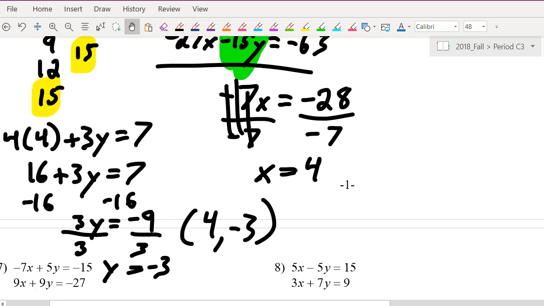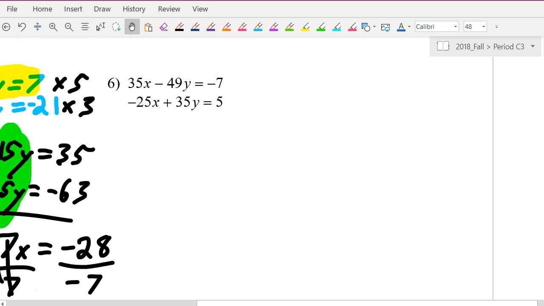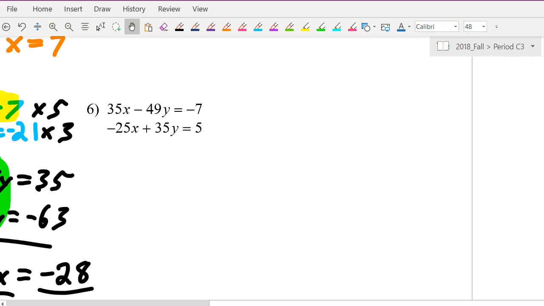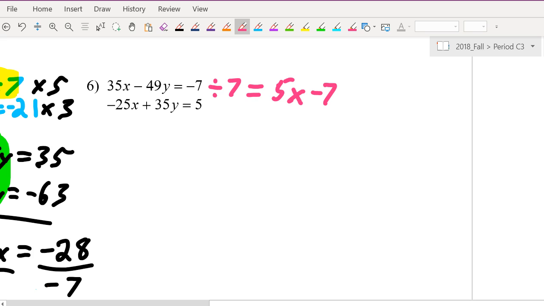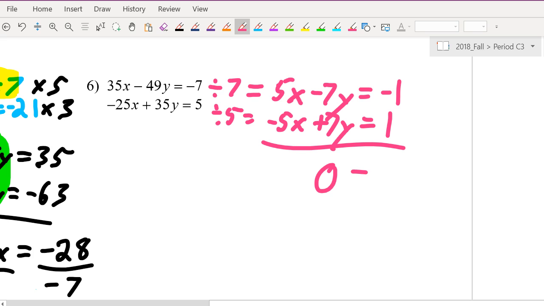All right, so for instance, this one's going to make a super huge difference. What can we divide by, Alexa, on the top one? 7. I agree. Pick a color, any color. Pink. Okay, so pink. Divide by 7. What do we get, Alexa? Okay. And what do we divide by on the bottom, Catherine? Divide by 5. So negative 5x plus 7y plus 1. Good.